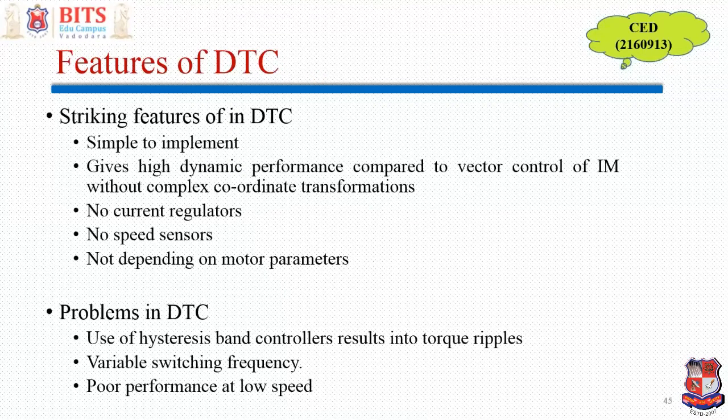Now, striking features of DTC. It is very simple to implement. You only require 3 voltage and 3 current measurements, simple calculations, and then you can directly decide which switches are to be turned on. It gives high dynamic performance because again you can have decoupled control, but without any complicated transformations. No current regulators, no speed sensors. Speed sensors are there also, that is all right.